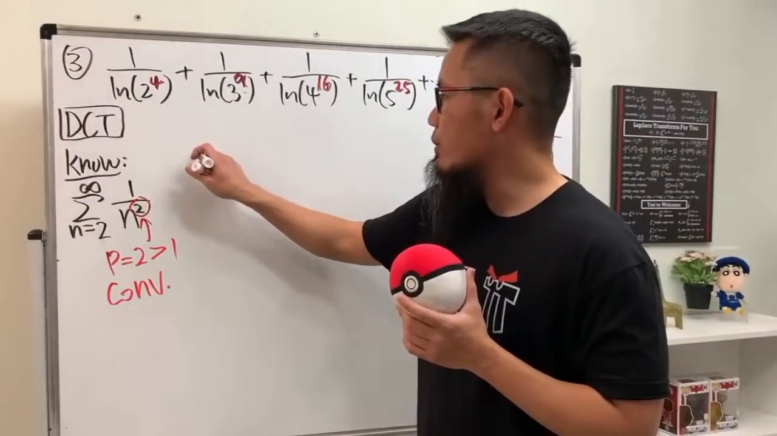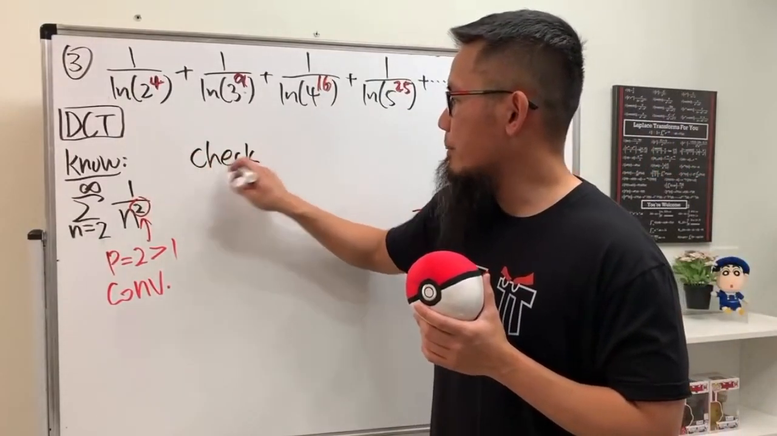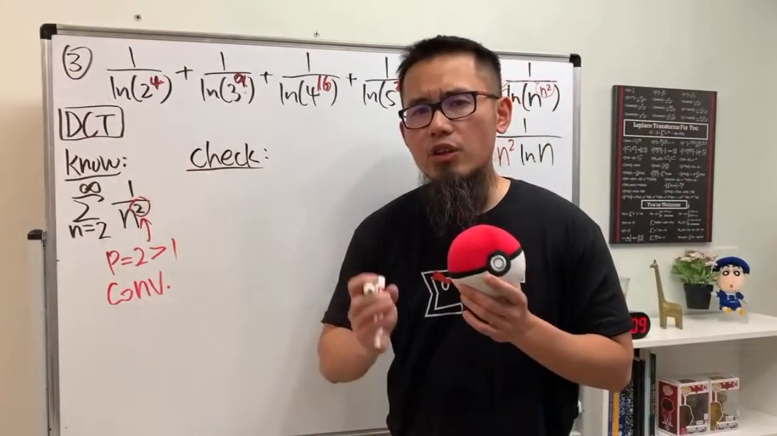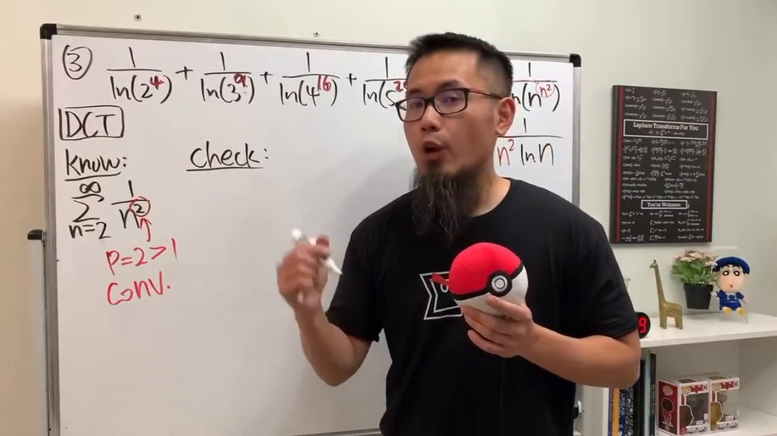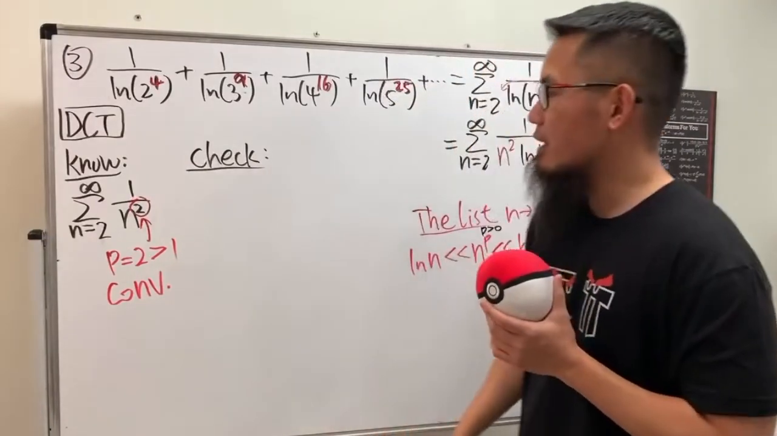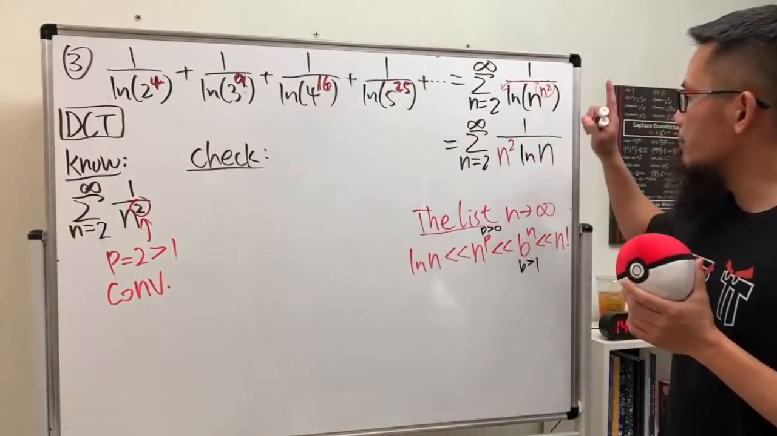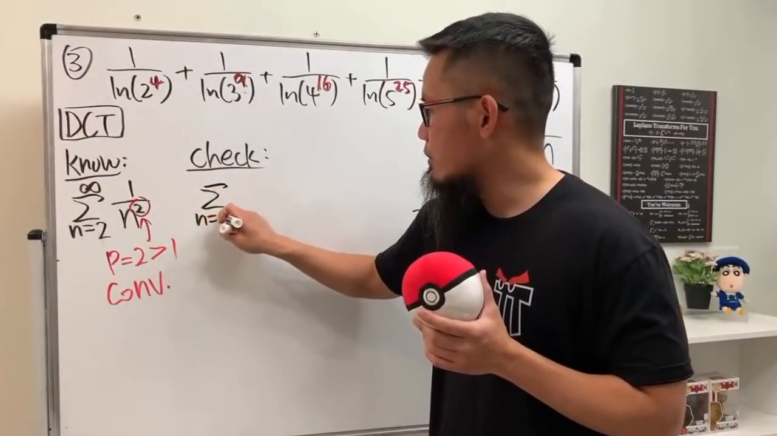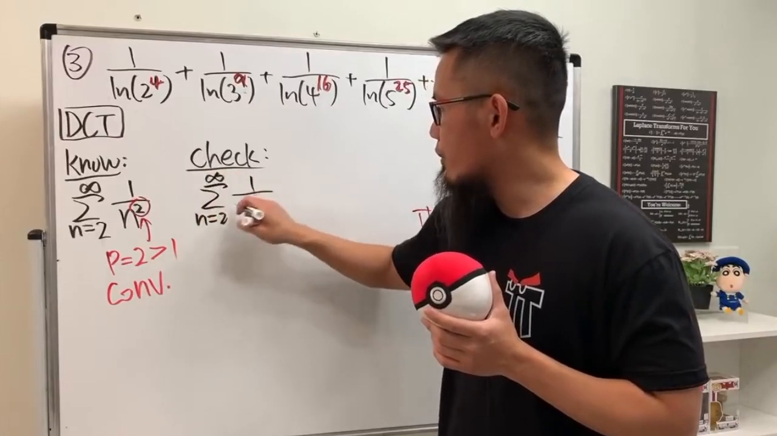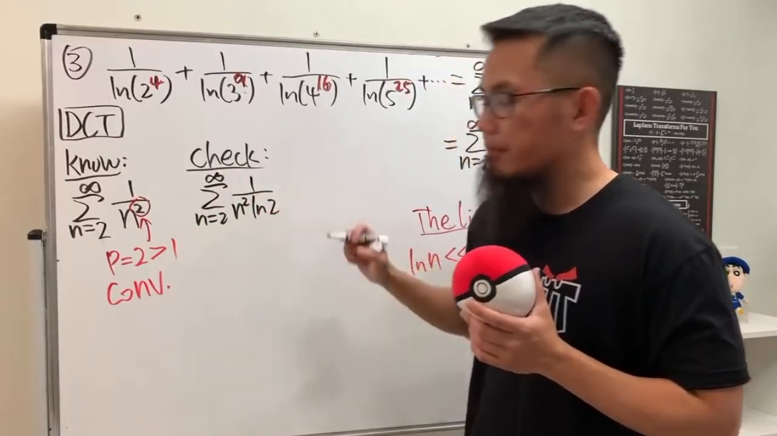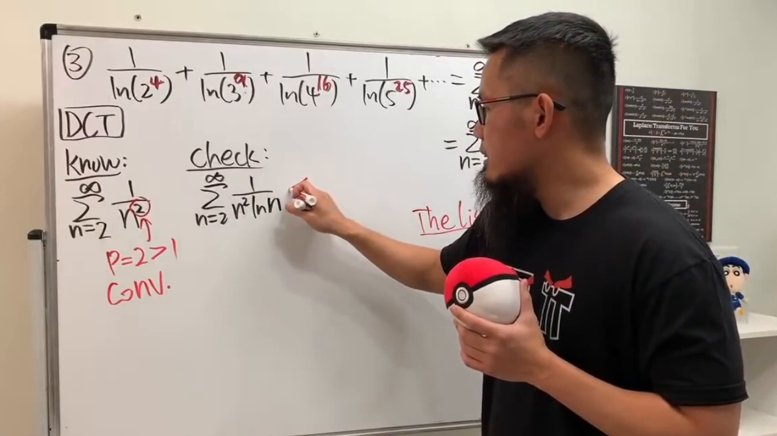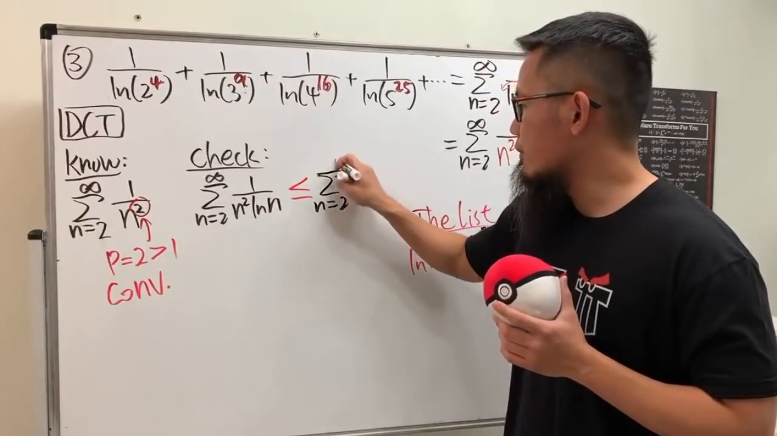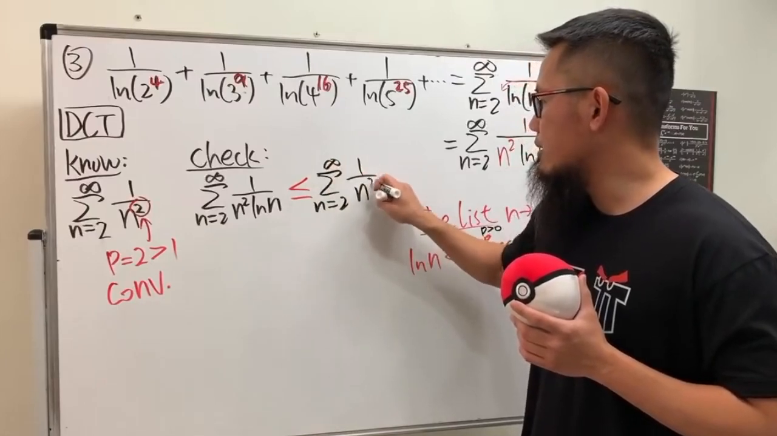So that's what we know. Next, we are going to just do the check. And remember, we are doing the direct comparison test. So we have to do what? We have to do inequalities. So we are going to put this down, which is the series as n goes from 2 to infinity, 1 over n squared ln n. We hope to show this is less than or equal to the series that we know, which is 2 to infinity, 1 over n squared.